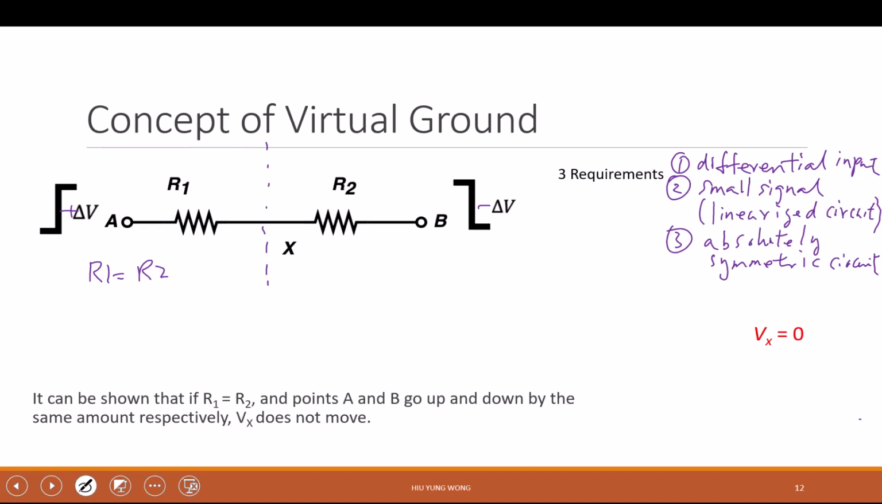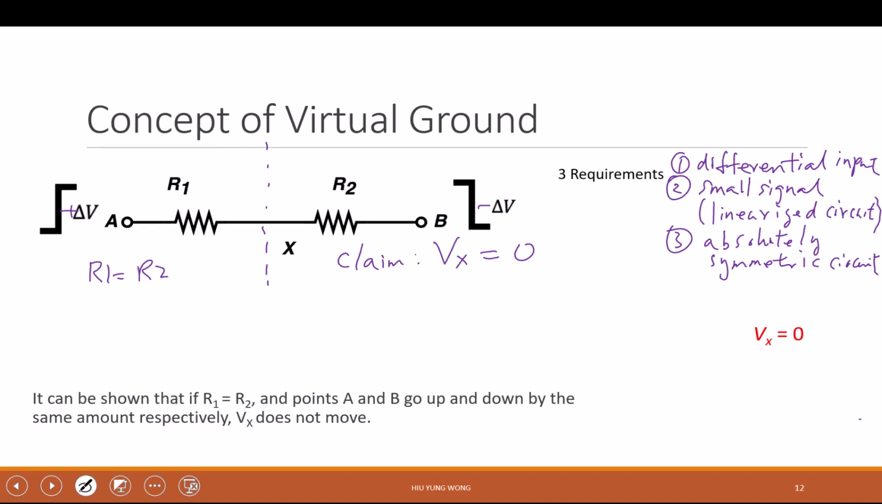And this is resistor. Of course, it's linear. It's a linear circuit, right? Ohm's law. You don't see any quadratic terms. Because of this, I claim that Vx always equals 0 without solving this circuit. It's absolutely symmetric. The input is differential, and it is linearized. Then the center point, or those points on the plane of symmetry, is always 0.